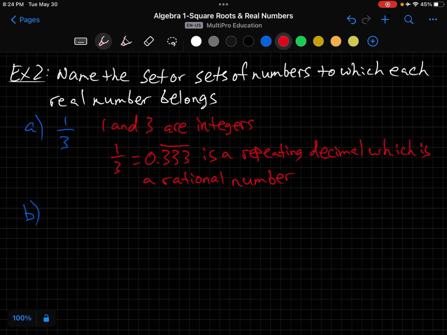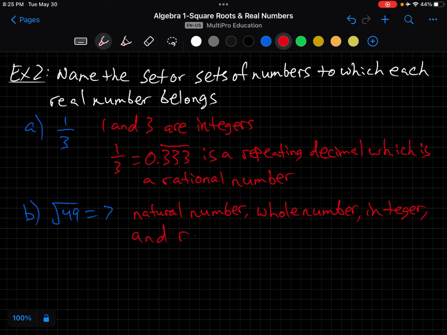Let's look at another one. Let's look at the square root of 49, which is equal to 7. So this is a natural number, right? This is a whole number. And so therefore it is also an integer, and if it's an integer, then it is a rational number. This is how we classify this.